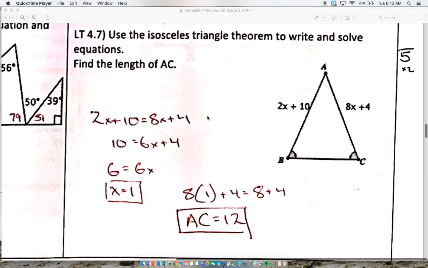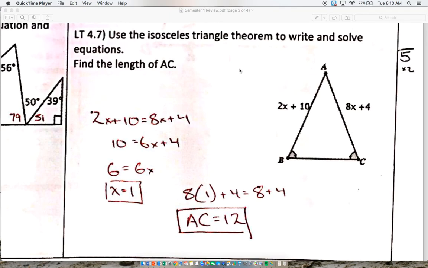All right, using the isosceles triangle theorem, you're going to write and solve an equation. Well, remember with isosceles triangles, and here you know it's an isosceles triangle because the base angles are congruent. Well, you know that the two sides are going to be congruent, so I set them equal to each other. I put all the x's on one side, I subtract the 4, and I get x equals 1.